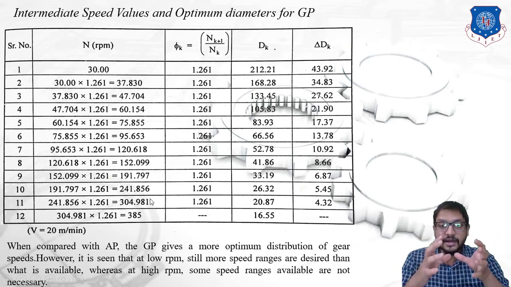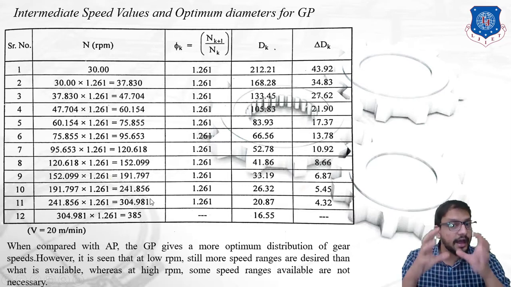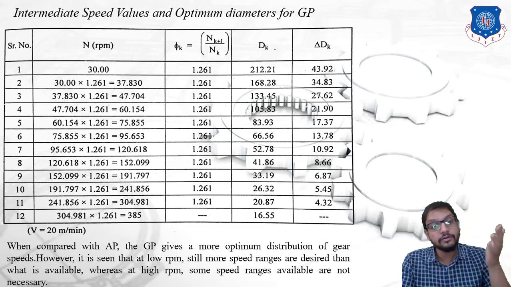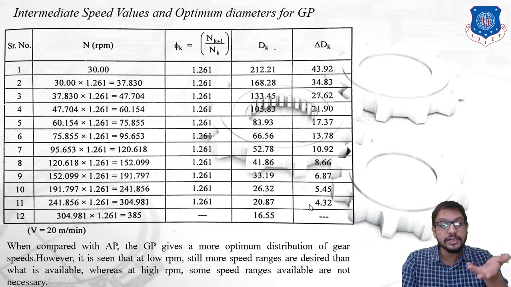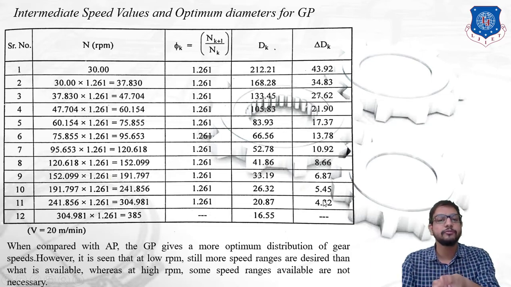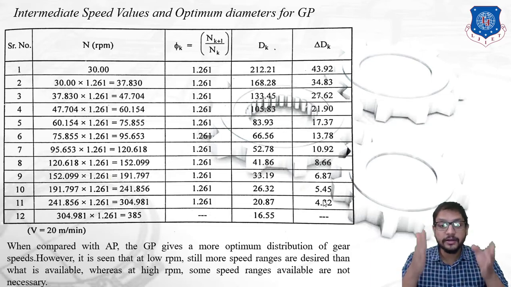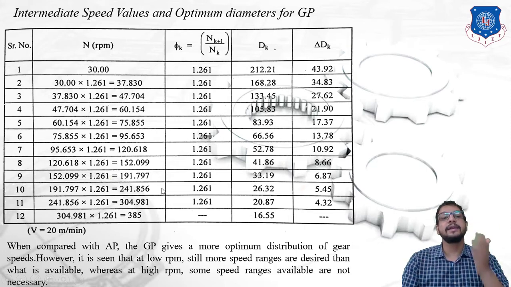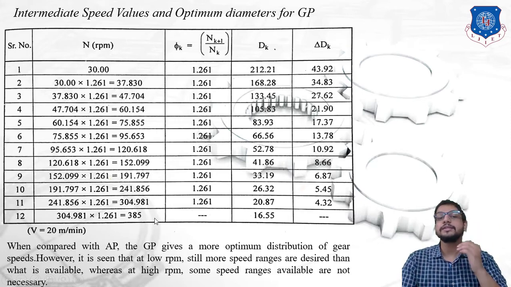You can understand that there is a huge difference in rpm: from 241 to 304 it directly jumps to a high value, then from 304 to 385 rpm, just by removing such small amounts of material. From that we can conclude that even in geometric progression, the speed distribution at higher rpms, that is N9, N10, N11, N12, is not proper.